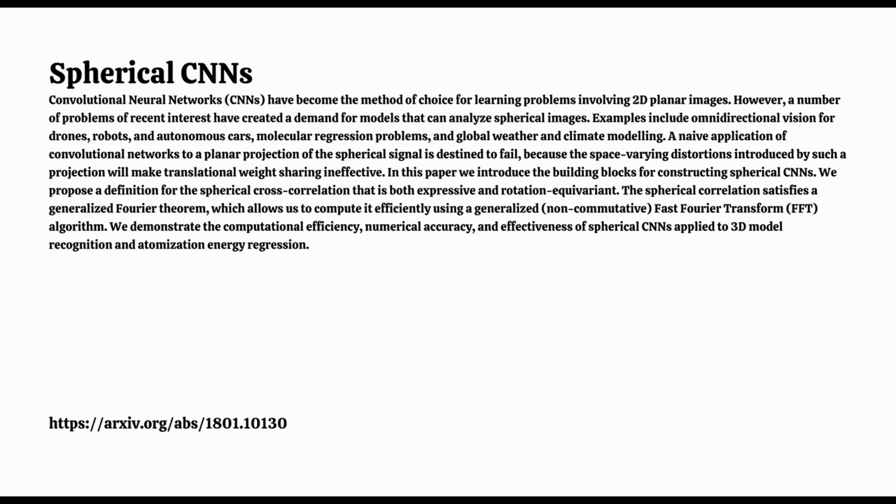For spherical correlation, they replace those filter translations with rotations. So the value of the output feature map at a particular rotation R is calculated as an inner product between the input feature map and a filter that's been rotated by R. Okay, that makes intuitive sense. Instead of sliding, you're rotating and matching.